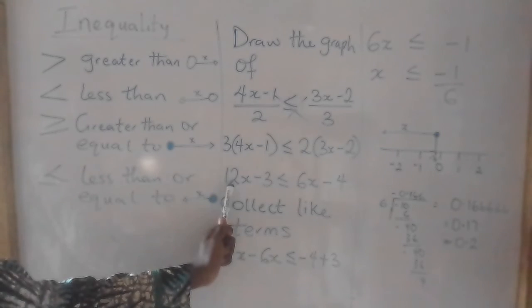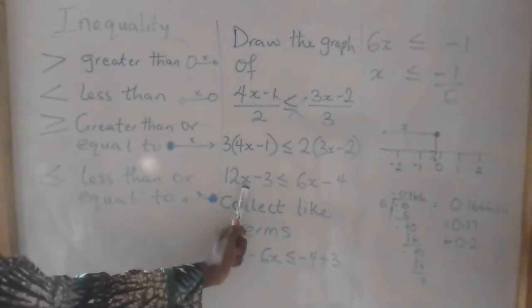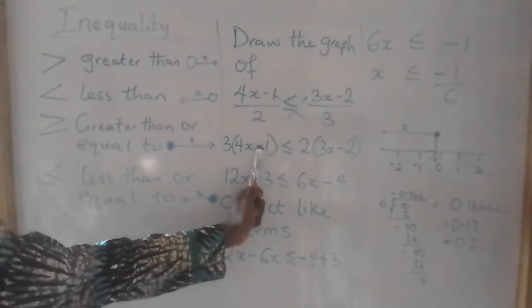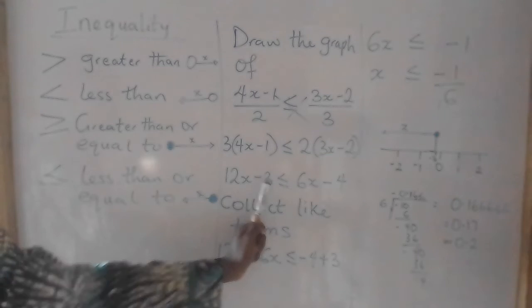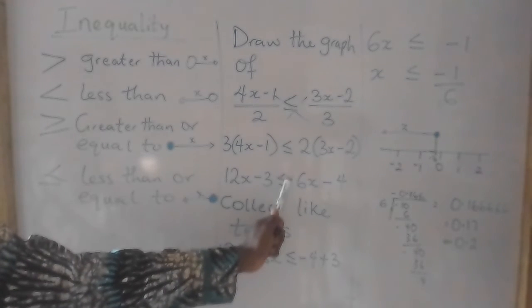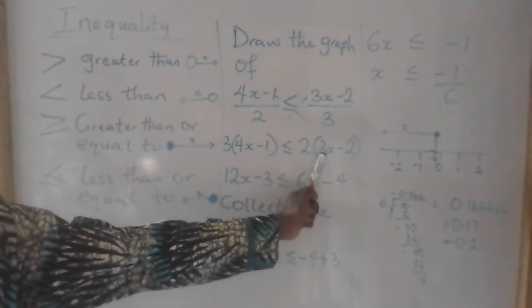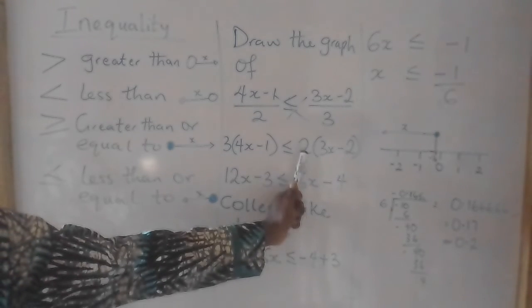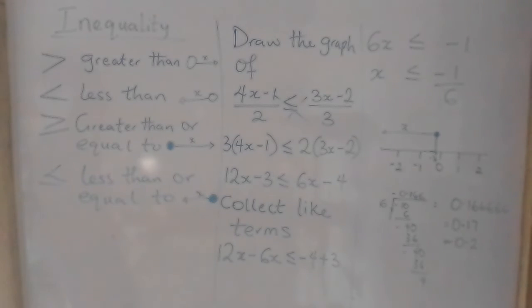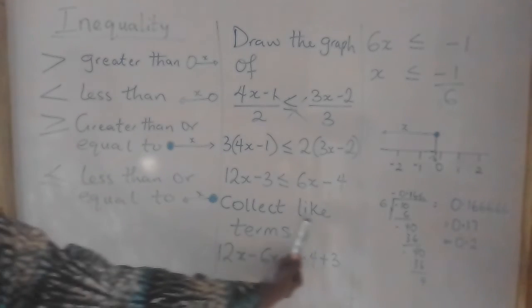3 times 4 is 12, and we have x there, just put it there. And then don't forget the minus. 3 times minus 1 will give you minus 3. That's interesting enough. Good job. Less than or equal to 2 times 3x is 6x, and 2 times minus 2 is minus 4. Then we collect the like terms.